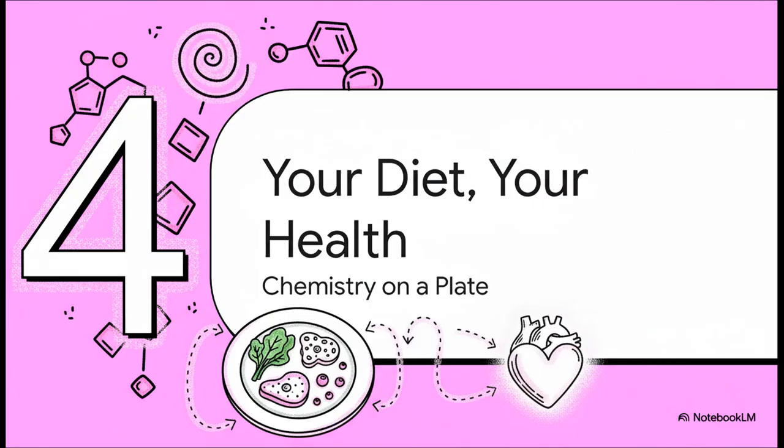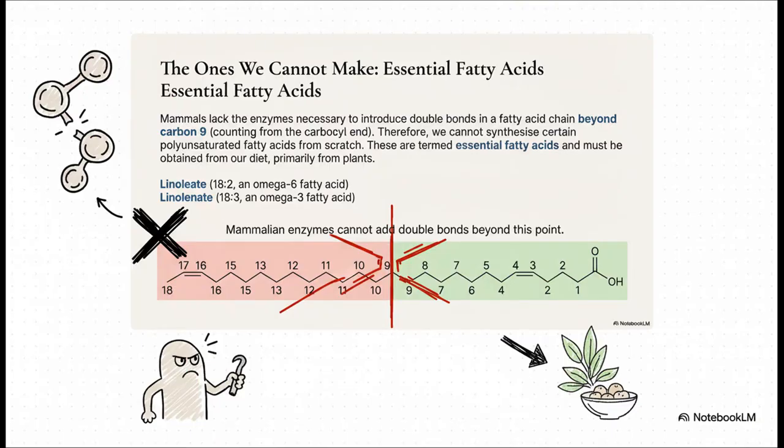Okay, so this is all some really cool chemistry, but let's bring it back home. How does all of this connect to what you eat, to your diet, and ultimately to your health? You know, for all the amazing things our bodies can do, here's a catch. Our enzymes, the little machines in our cells, they just can't add a double bond past a certain point in the fatty acid chain. This means there are certain kinds of fats, like linoleate, that we just can't make. They are essential, which means we have to get them from the food we eat.